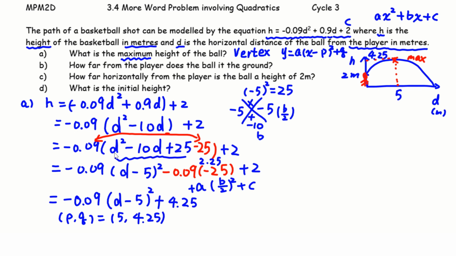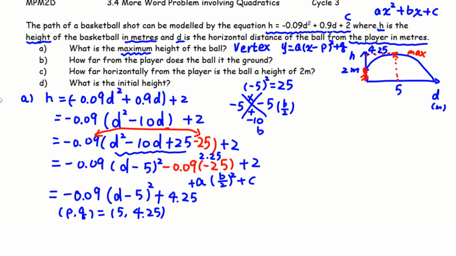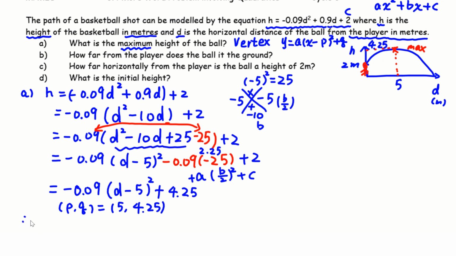And we are going to write the statement. The maximum height is 4.25. So this is done for question A.